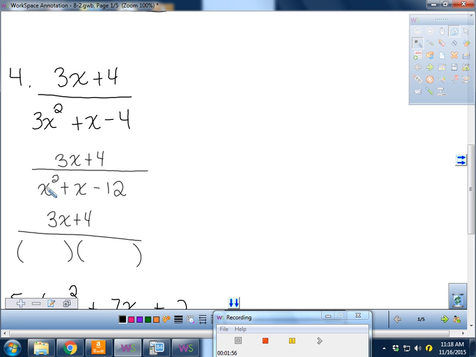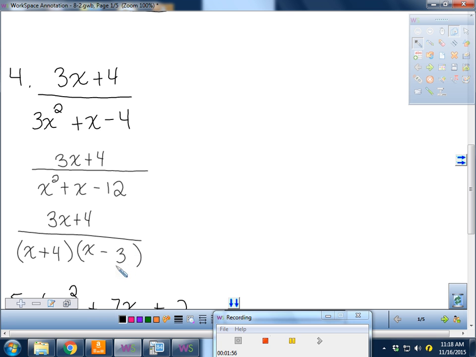Since I have the x in front, I'll have x and an x. A minus in back means 1 plus, 1 minus. And I need 2 things that multiply to make 12 and subtract to make 1. That would be 3 and 4. Since there's a plus in front, my bigger number will go with the plus.